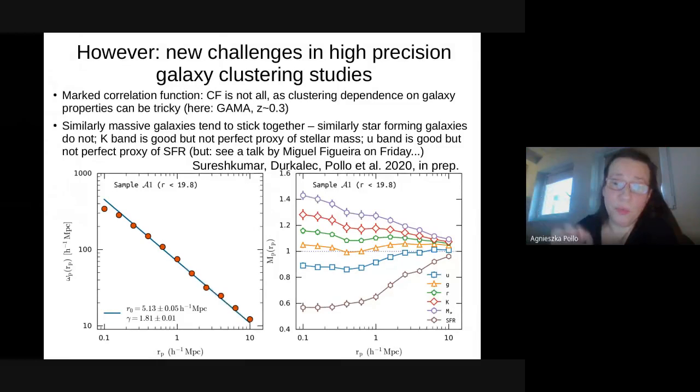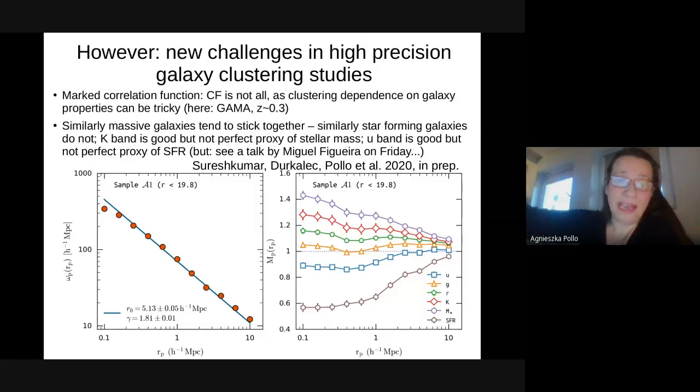And if we do that, we find out that the clustering of galaxies on small scales is far from trivial. For example, massive galaxies tend to stick together. Similarly, massive galaxies tend to be in pairs. Similarly, star-forming galaxies rather tend to avoid each other.